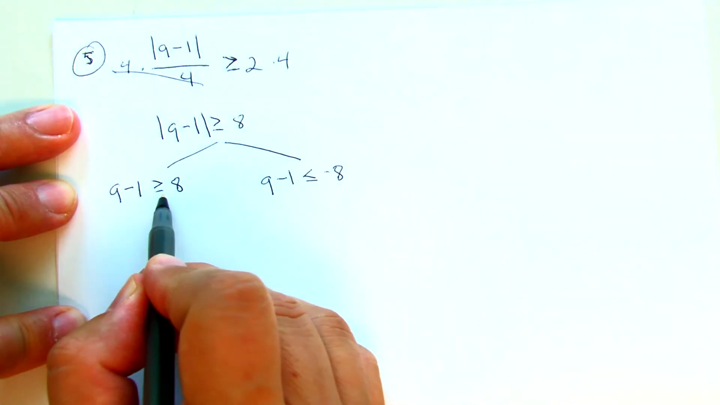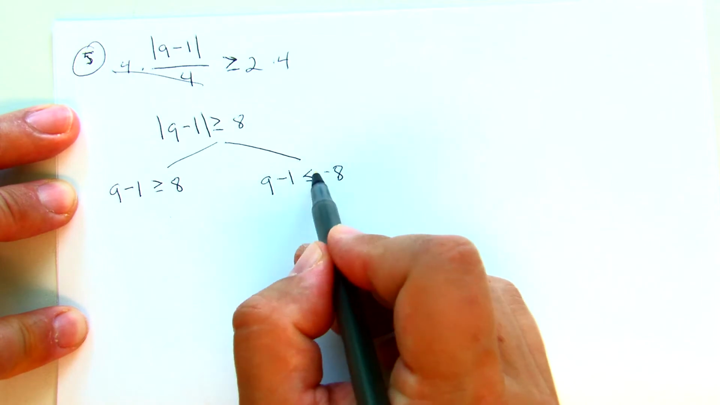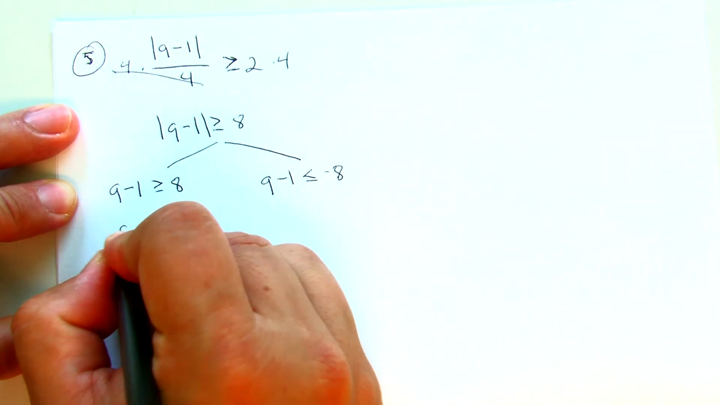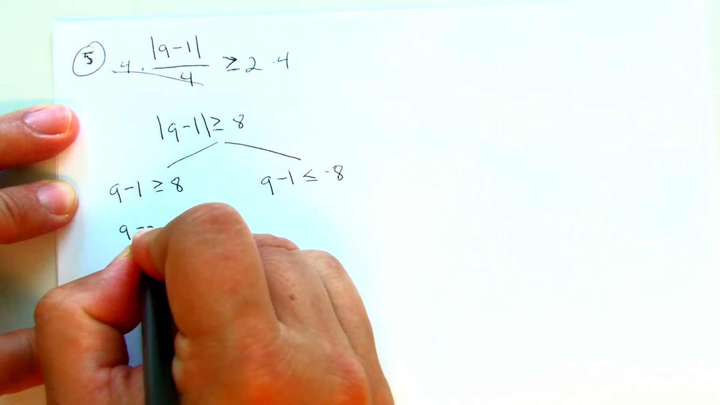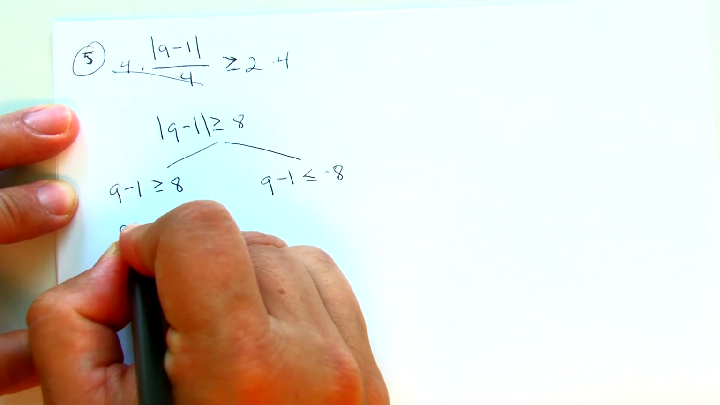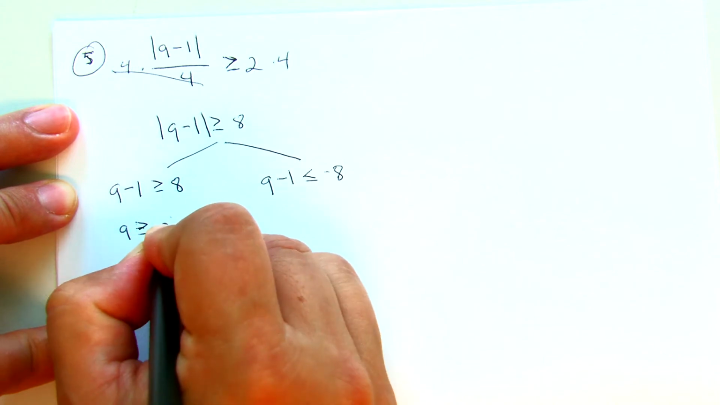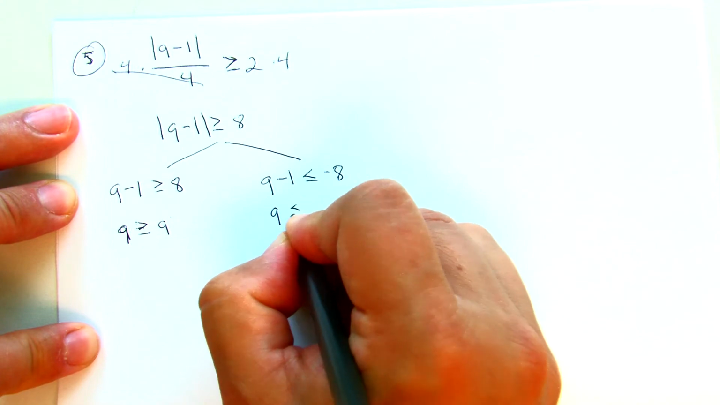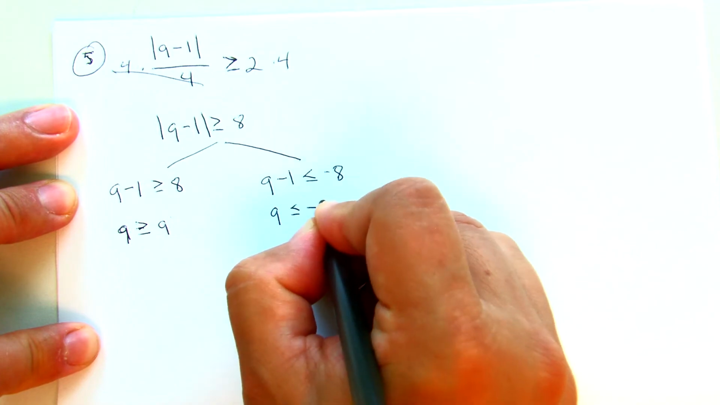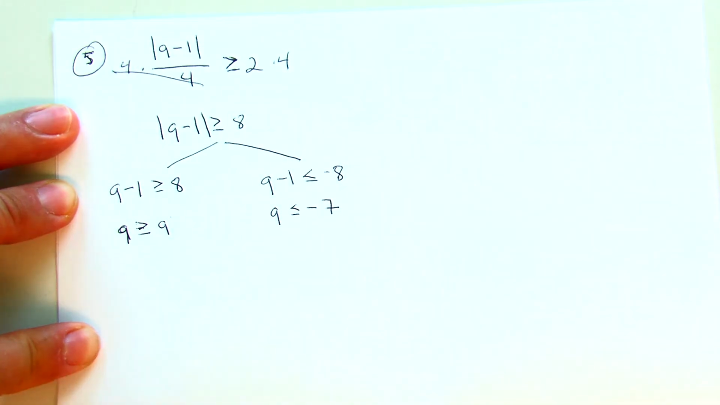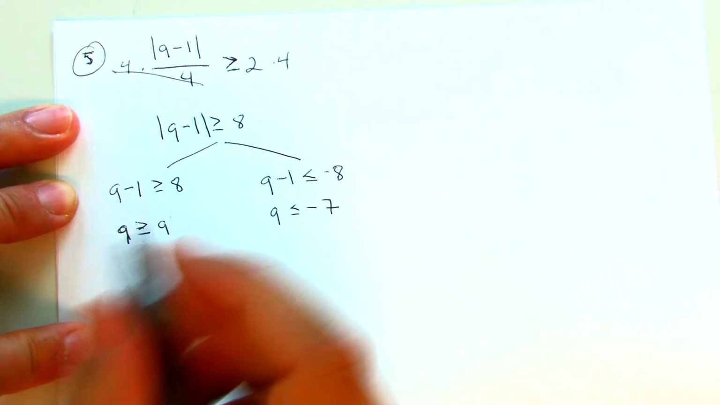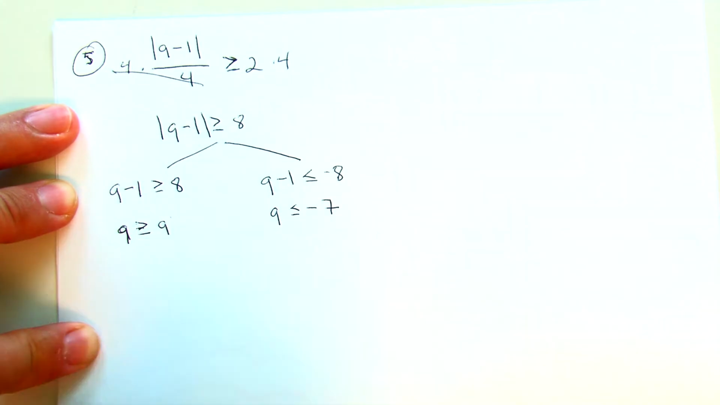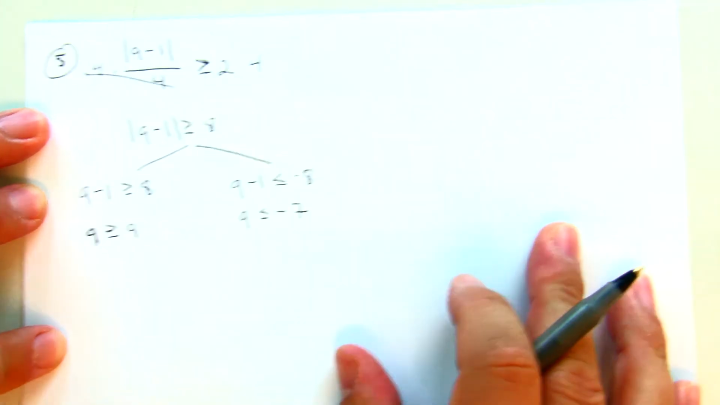Okay, so we've got two inequalities now. q minus 1 is greater than or equal to 8. q minus 1 is less than or equal to negative 8. So we'll go through and solve that. q is greater than or equal to 9. And q is less than or equal to negative 7. Alright, and so we've got our two parts here. q is greater than or equal to 9. q is less than or equal to negative 7.